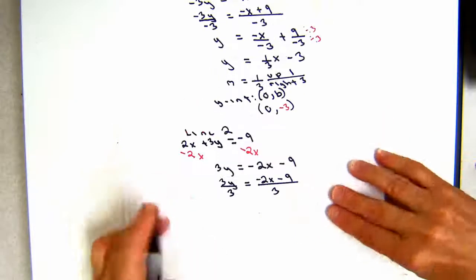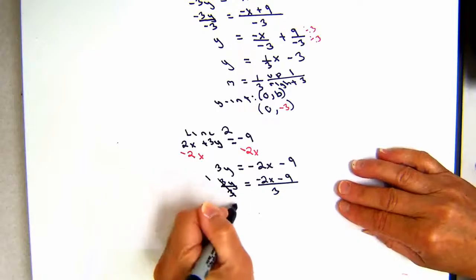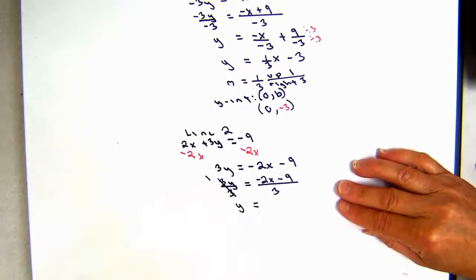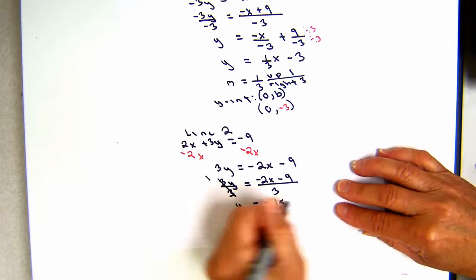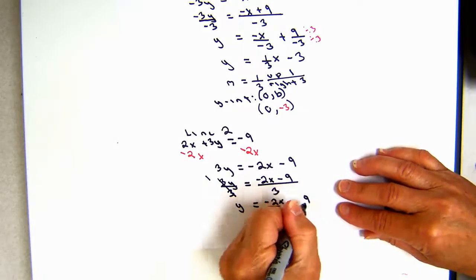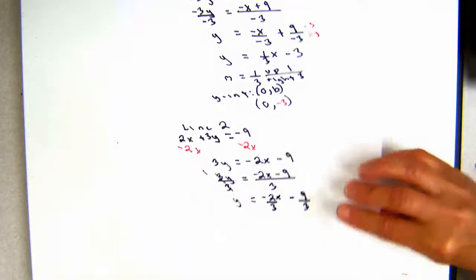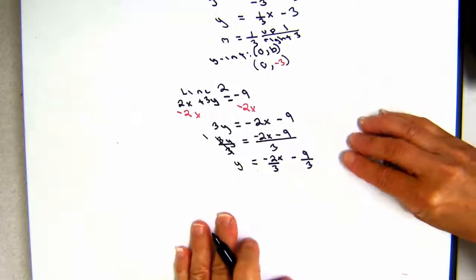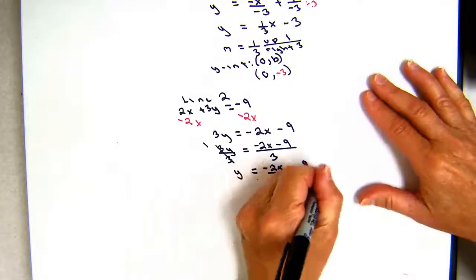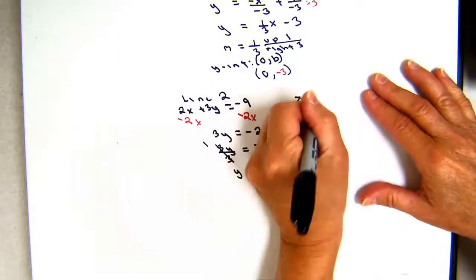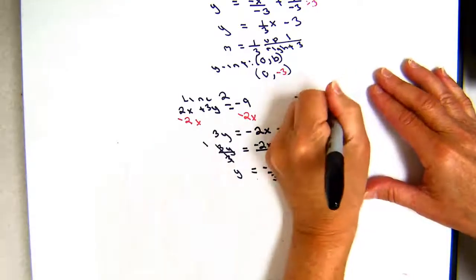Well, first of all, what's 3 divided by 3 on this side? It's just 1. So 1 times y is equal to negative 2x divided by 3 minus 9 divided by 3. Well, what does that give us? Let's write what that gives us. So our slope is the coefficient of x, which is negative 2/3.